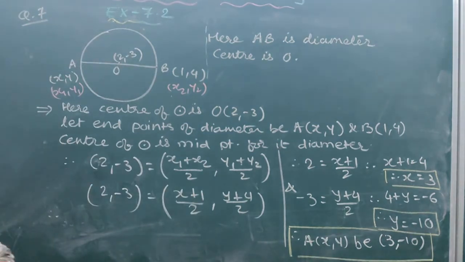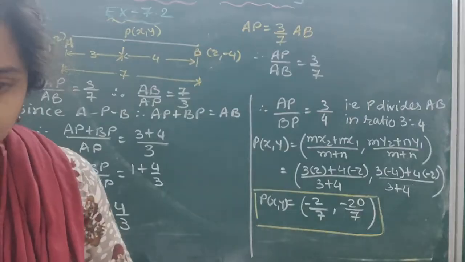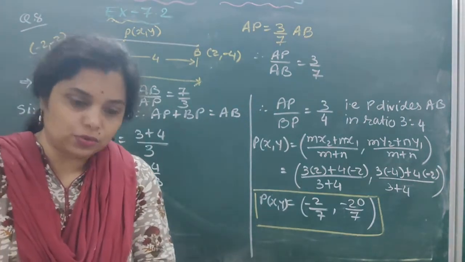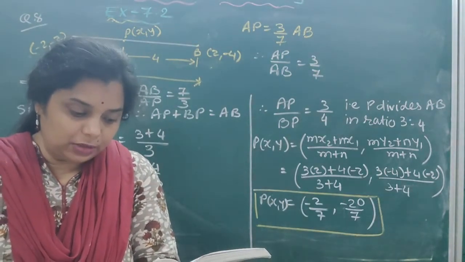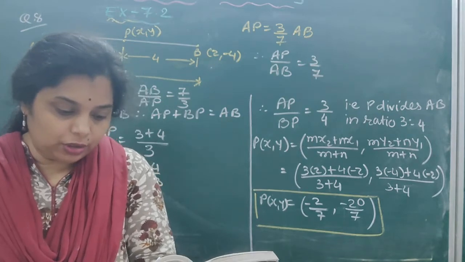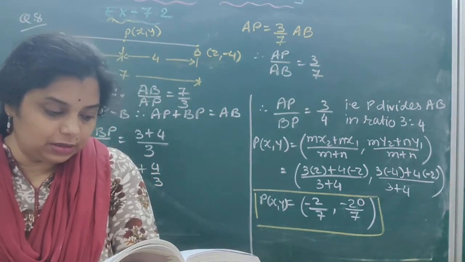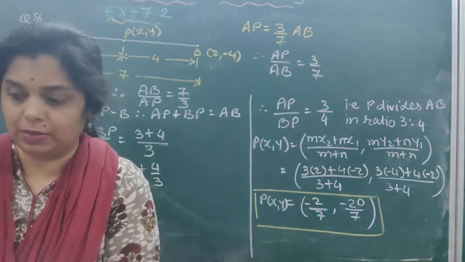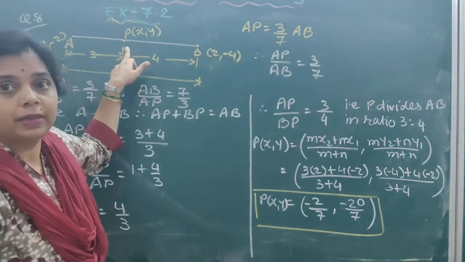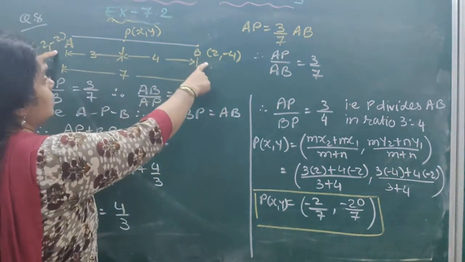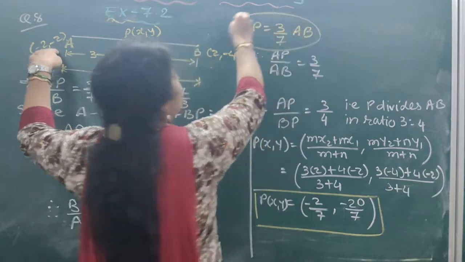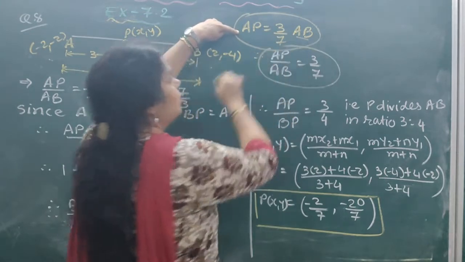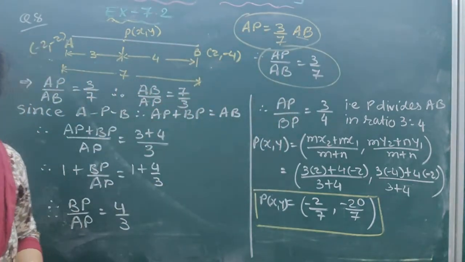Let's do the next one. Now in question number 8, it is given that if A and B are (-2, 2) and (2, -4) respectively, find the coordinates of P such that AP is equal to 3/7 AB and P lies on the line segment AB. Here it is given that P lies on the line segment AB such that AP is equal to 3/7 AB. So we can take this AB to the other side, and we can say that AP by AB is 3:7.